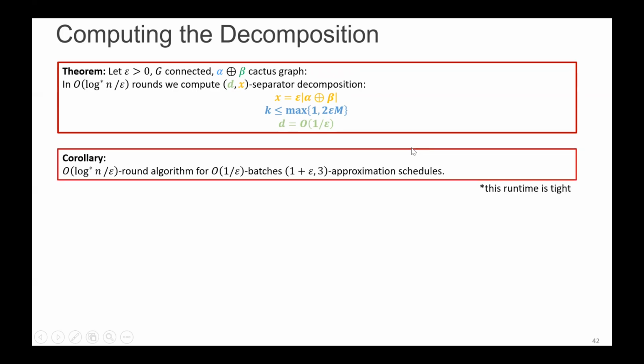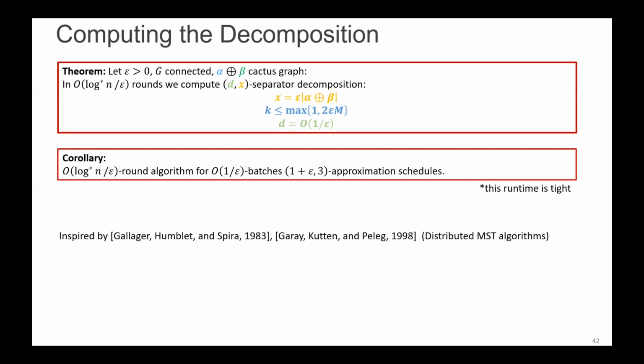And as a corollary, by plugging in really all the things that we've seen about existential results, then the batch compression, computing such separator decompositions, then using them for reconfiguring tells us that we can very efficiently, in log star n over epsilon rounds, compute in a distributed setting schedules with order of 1 over epsilon batches, which are very close to the best thing that you can achieve. They just have a 1 plus epsilon comma 3 approximation guarantee.